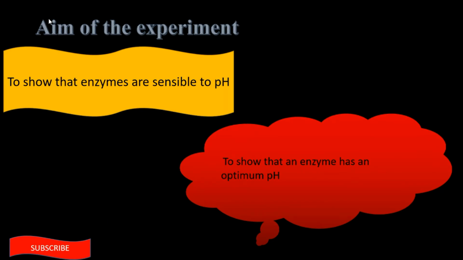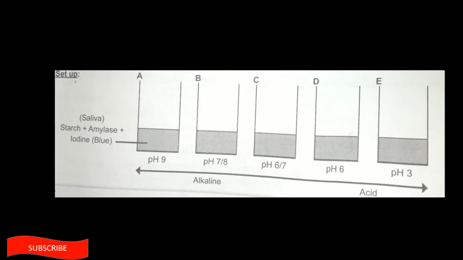We want to show that enzymes are actually sensitive to pH, and then we also want to show that an enzyme has an optimum pH. So each enzyme works best at its own pH, right? And in our experiment, we have 5 test tubes.